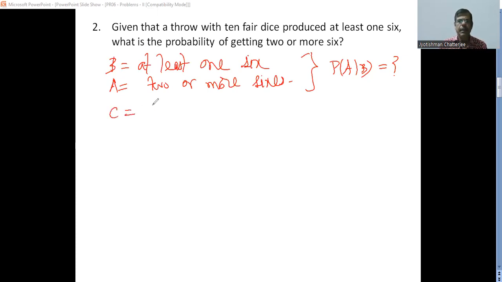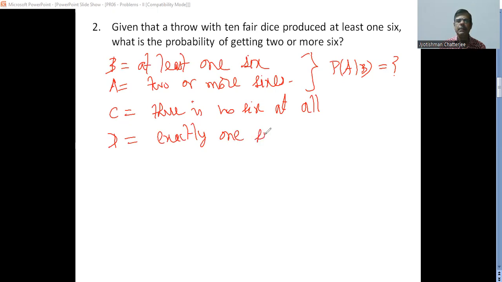How about these two events? Event C, there is no 6 at all. That means event C is this thing, that when you roll the 10 dice, none of them appears to be a 6. And event D, exactly one 6. In order to compute this, the formula requires us to compute two things: probability of A intersection B and probability of B.